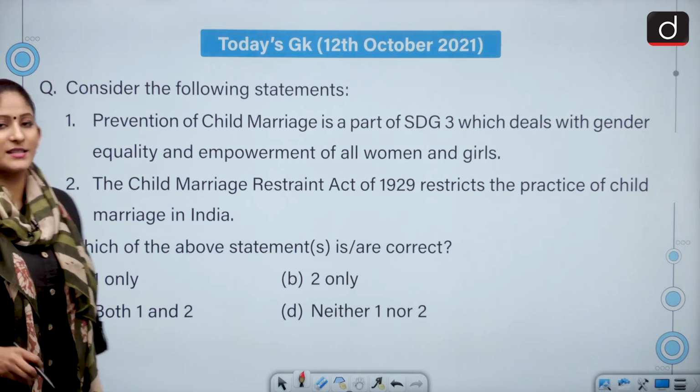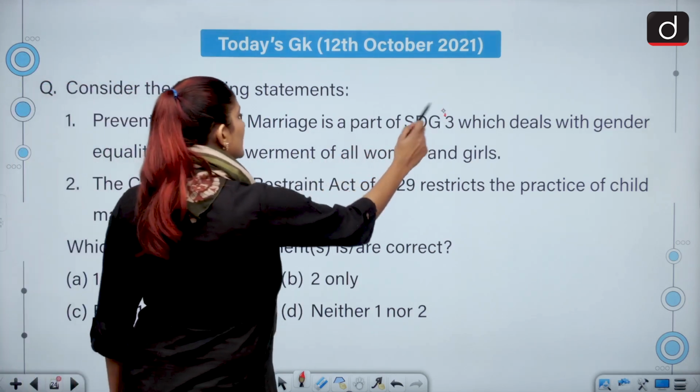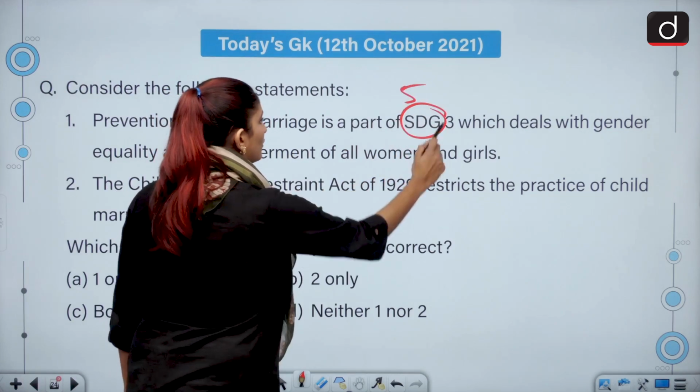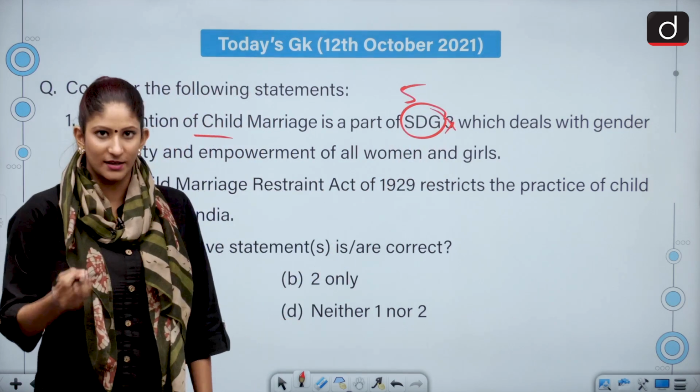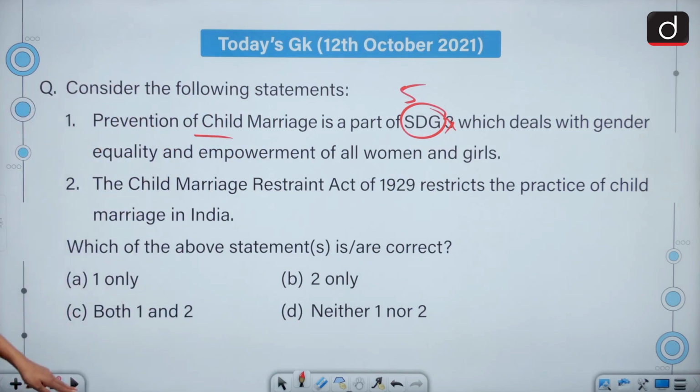The first statement is incorrect because prevention of child marriage is a part of Sustainable Development Goal number 5 and not 3. So the first becomes incorrect. The second is definitely correct. The correct answer is option B.